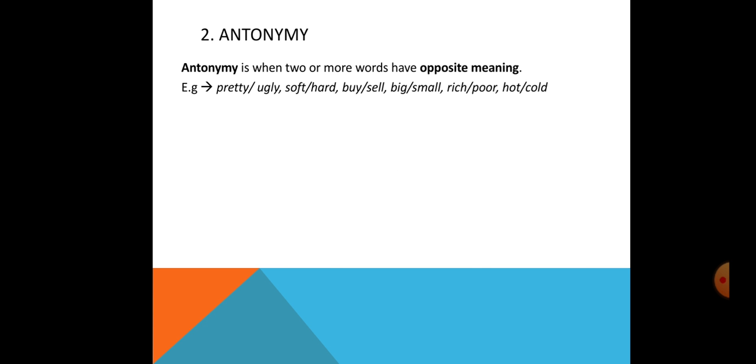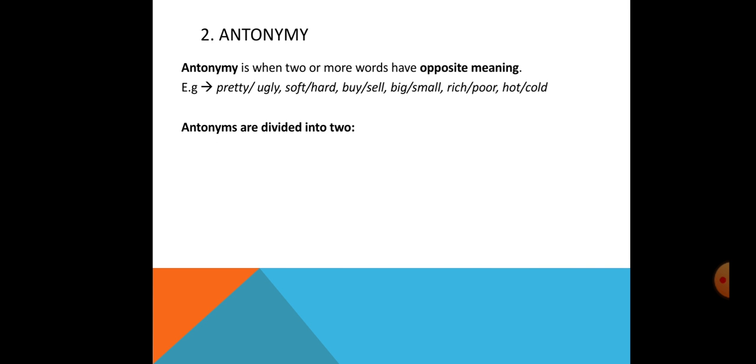Meanwhile, antonymy or antonym is when two or more words have opposite meaning. For example, pretty and ugly, soft and hard, buy and sell, happy and sad, hot and cold, and etc.